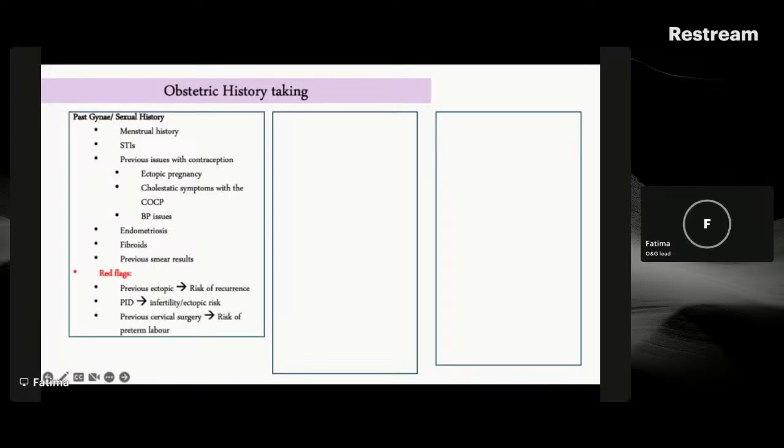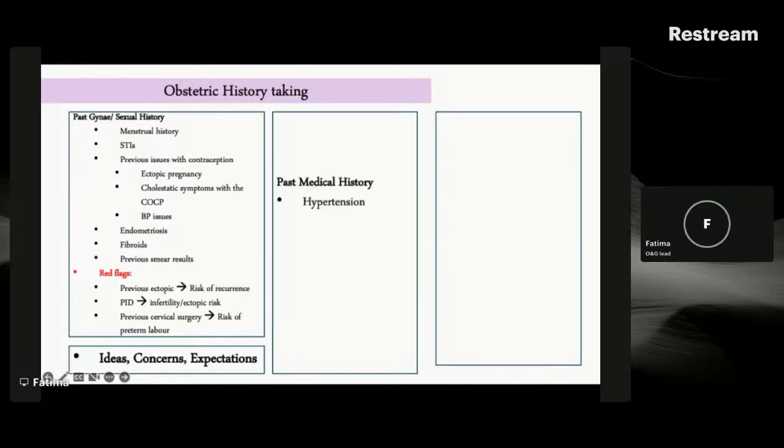Now, in terms of red flags for gynecological sexual history, it would be if she's had any previous ectopics, because there is a risk of reoccurrence, pelvic inflammatory disease, because that can cause a risk of infertility or ectopic risk as well, and then previous cervical surgery, because that causes a risk of preterm labor, for example, LETS procedures or cone biopsies. And then ideas, concerns, and expectations, as we mentioned before.